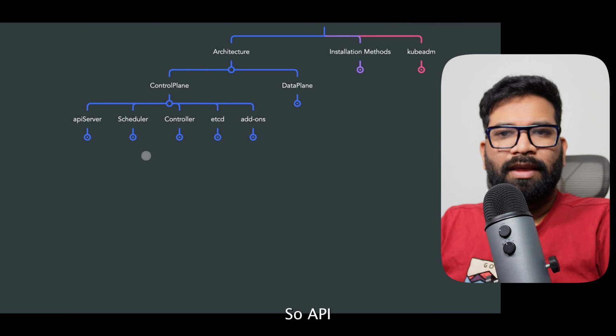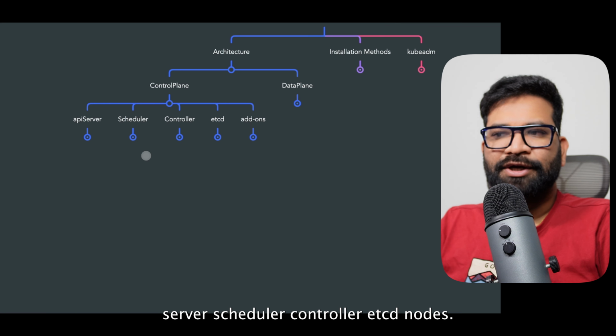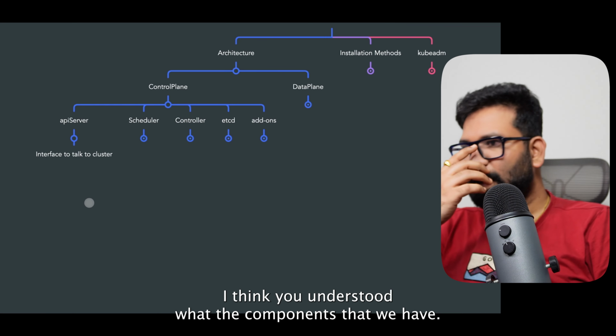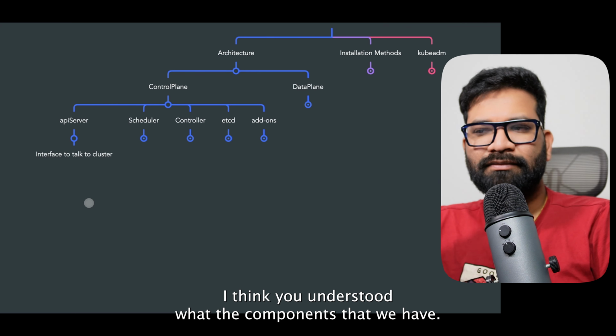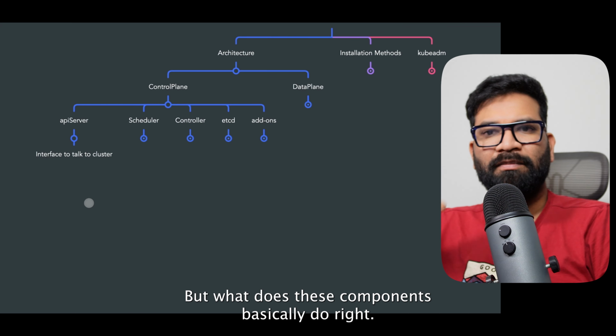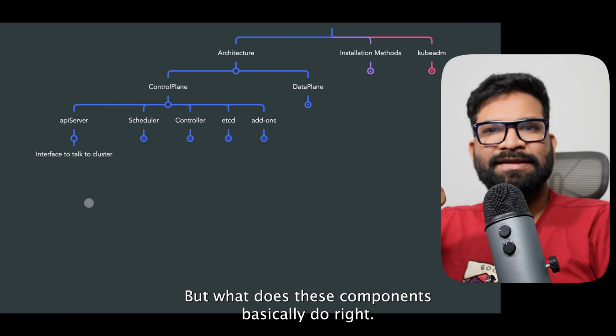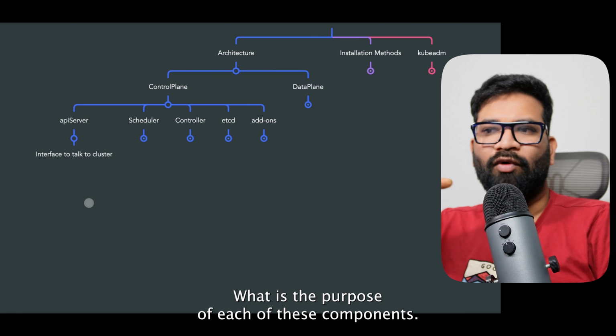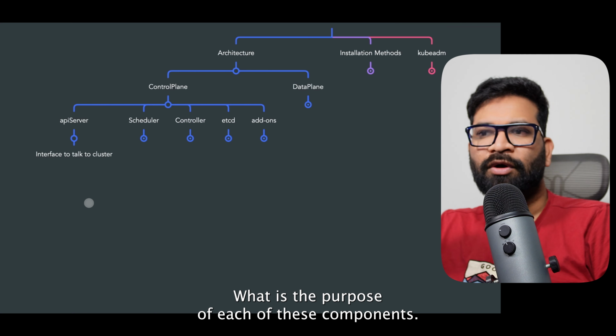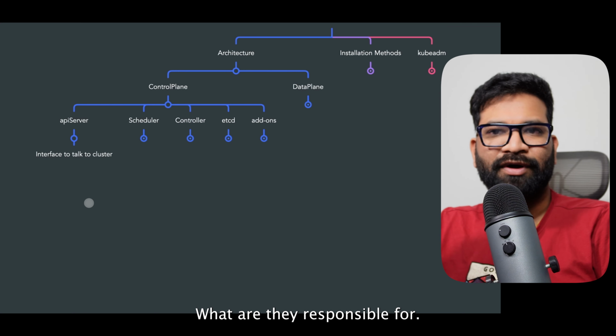So, API server, scheduler, controller, etcd, add-ons. This is fine. I think you understood what components we have, but what do these components basically do? What is the purpose of each of these components? What are they responsible for?